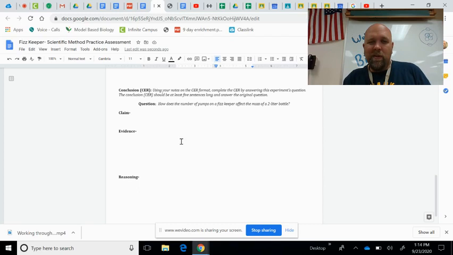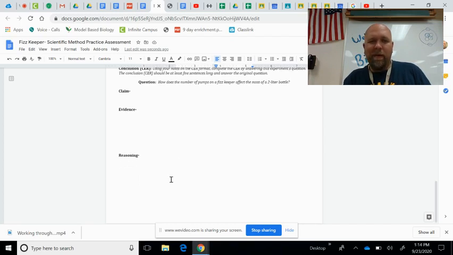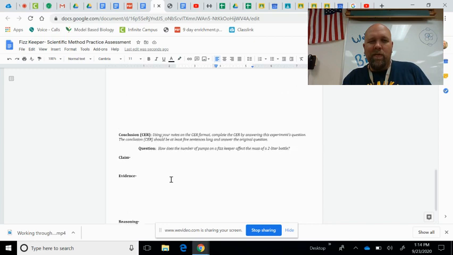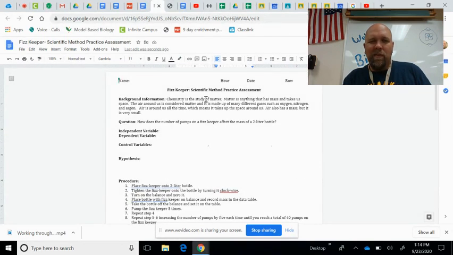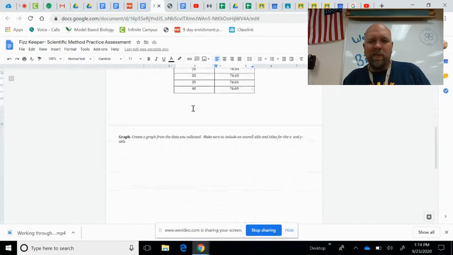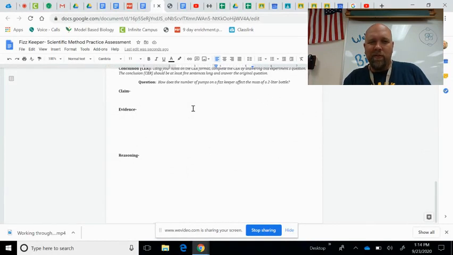And then your reasoning: you restate the claim, give some scientific background like I did up at the top. You can use that background information for that. Then you tie it to your evidence and you say therefore and restate the claim one more time, and then you're finished. And that is the Fizz Keeper exit ticket instructions.